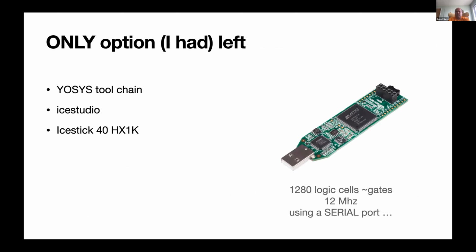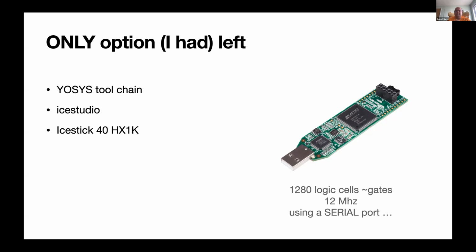We ended up having exactly one option here. This is an FPGA from Lattice. It uses the Yosys toolchain, which is available on all systems. There's IceStudio, which is a design studio that is available on all systems. And yes, this is an iCEstick 40HX1K. It has 1,280 logic cells, gates, and it runs at 12 megahertz, using a serial port over USB. And this is probably the slowest way to communicate with the device. All in all, it's a little faster than a Commodore 64 and much smaller. Okay, so technology from 30 years ago.